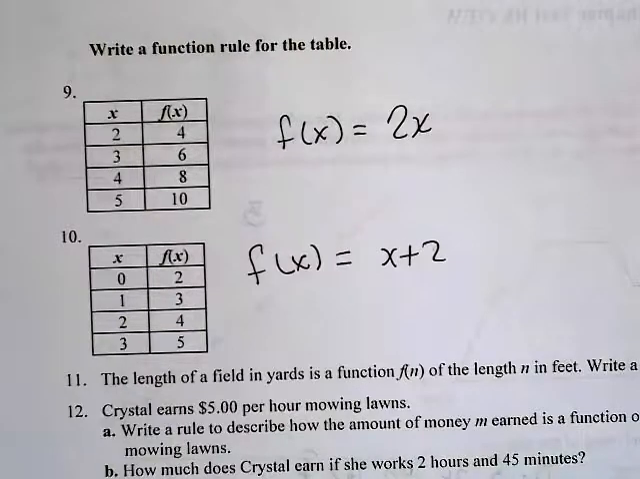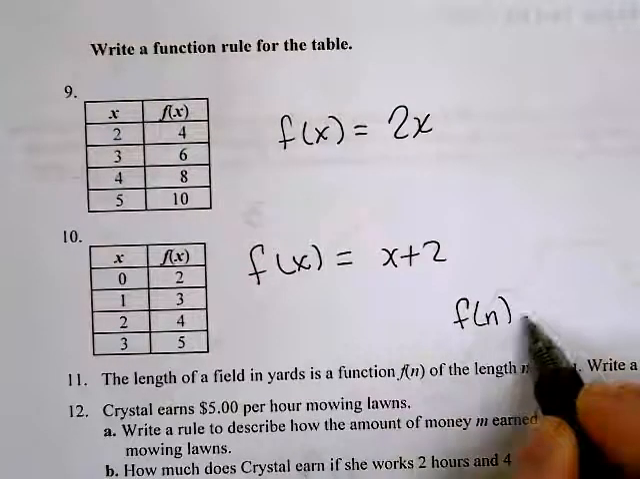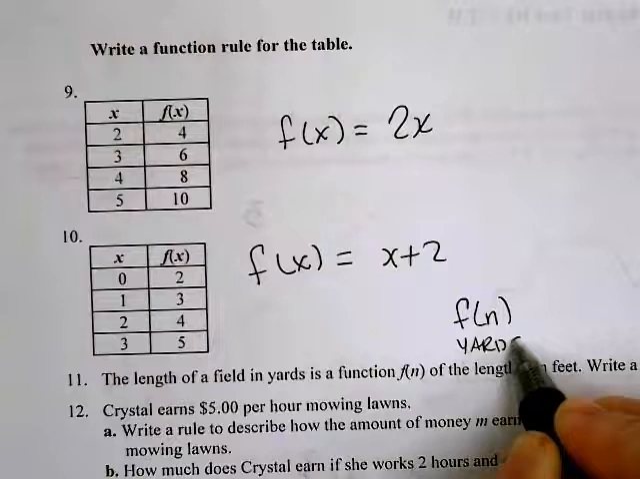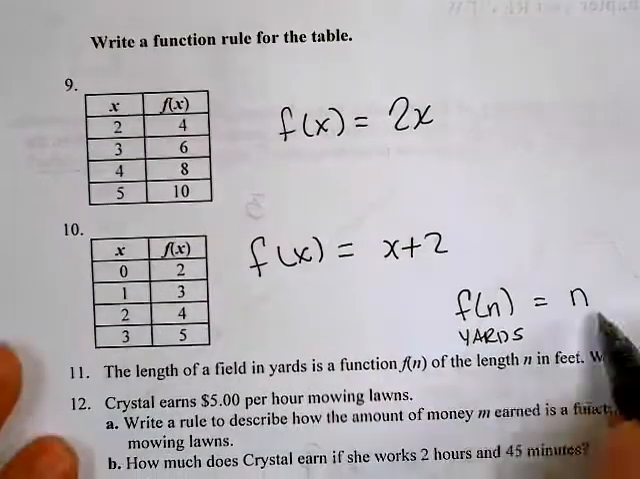11 says the length of a field in yards is a function of the length in feet. n is the number of feet. Write a function rule for this situation. f of n, which is yards, is equal to, what are we going to do to the number of feet to turn it into yards? Let's think about some numbers and you tell me what you would do. What if I told you I had 12 feet? What would you do to turn it into yards? Divided by 3. What if I told you I had 15 feet? So what do you need to do to n? Divided by 3. So it equals n divided by 3.